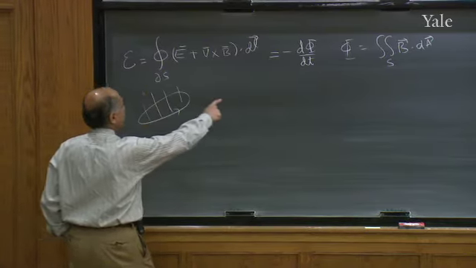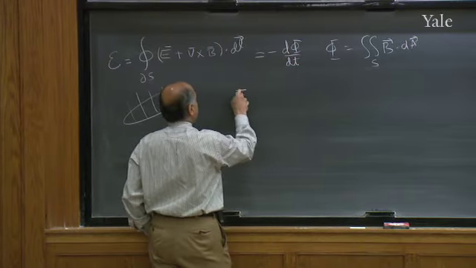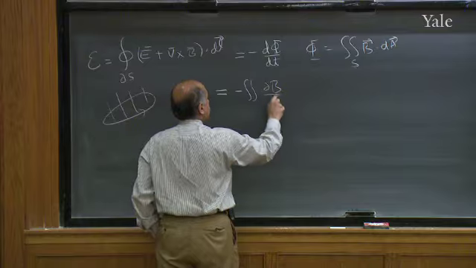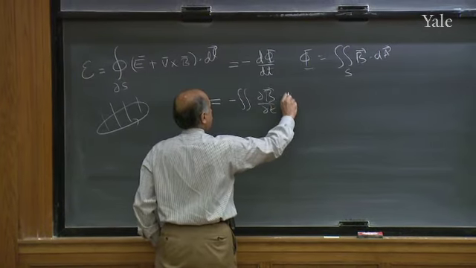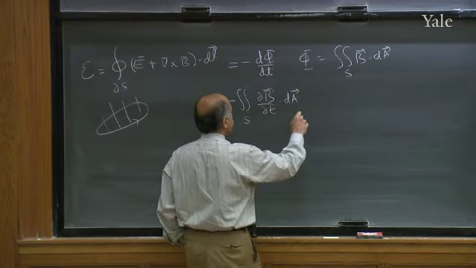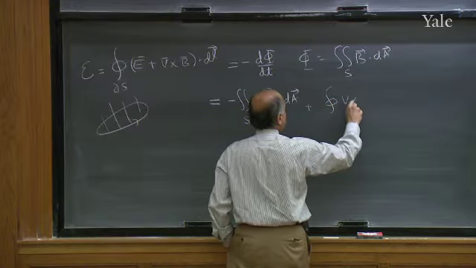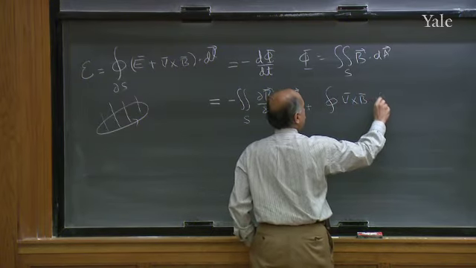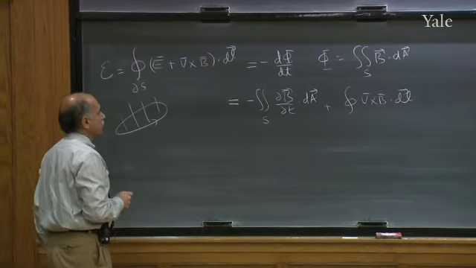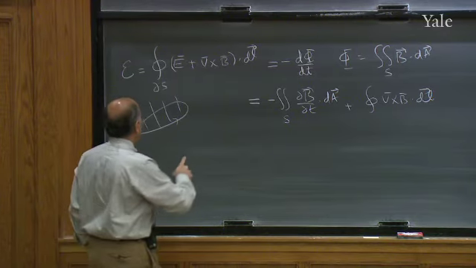Then I said, we can write this rate of change as made up of two parts. One was the rate of change due to explicit time dependence of the field on the old surface, plus another one that looks like V cross B dot dl. This was what I did the last time. And we got that result.